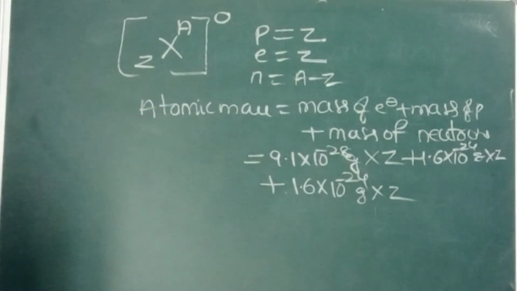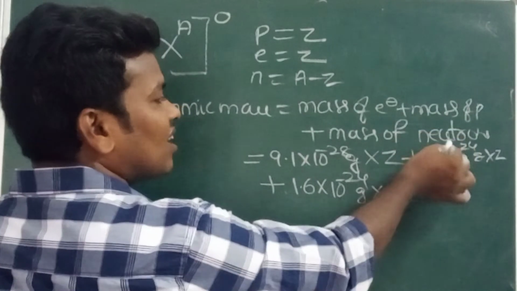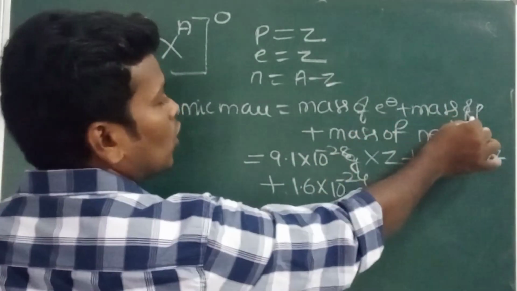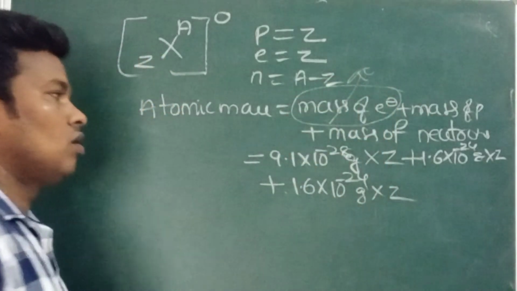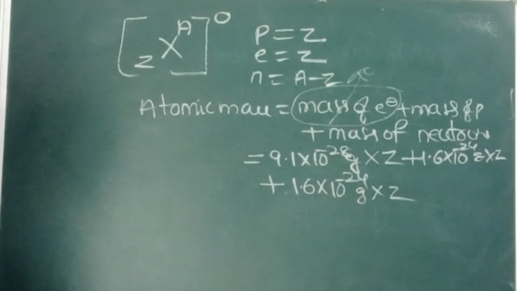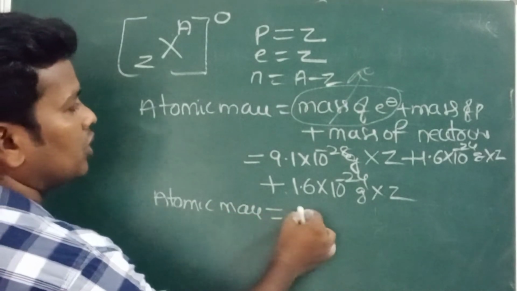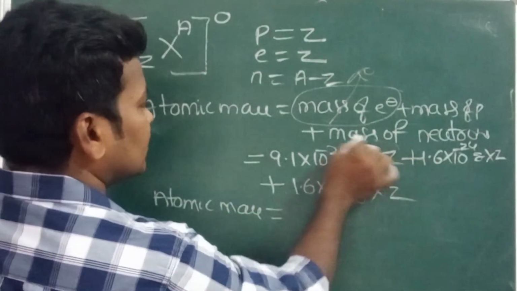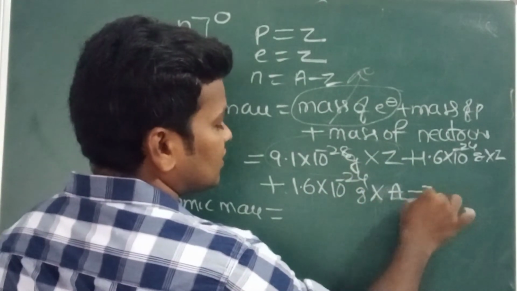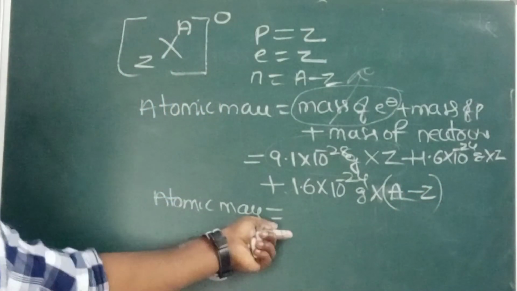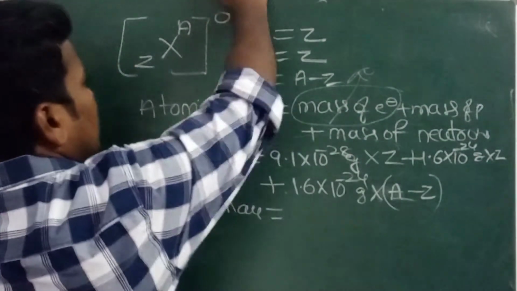Why? Because proton and neutron mass are nearly equal. That's why I have written it. But with respect to the mass of the neutron and the mass of the proton, we are neglecting the mass of the electron. Now you can write atomic mass equal to... So we are neglecting this much. The neutron number is A minus Z, not Z. We calculate the neutron number as A minus Z. Just we are neglecting the electron.